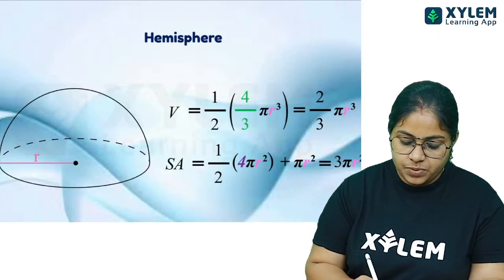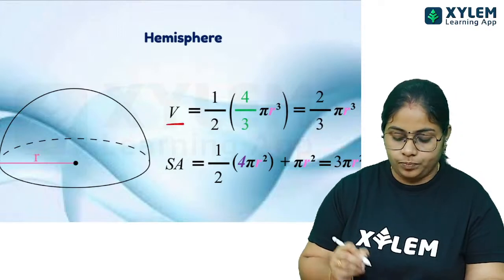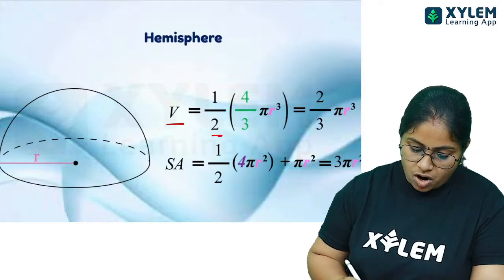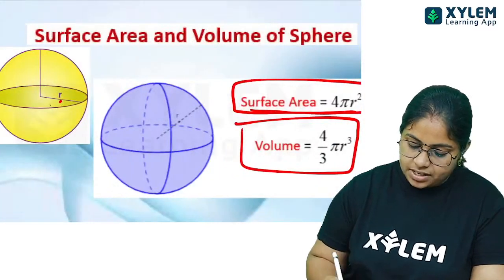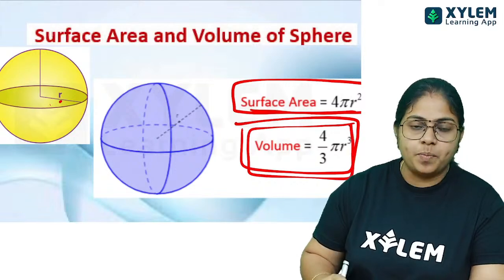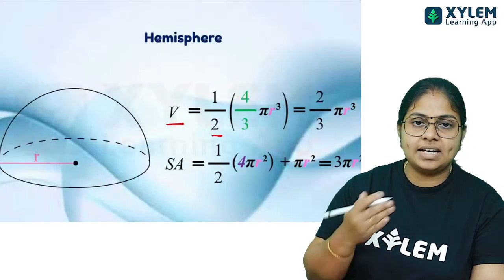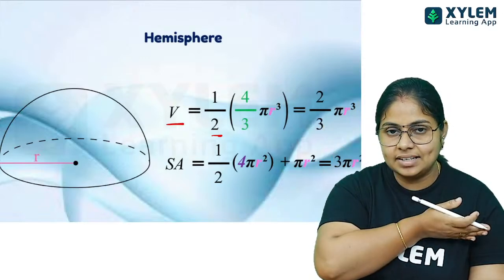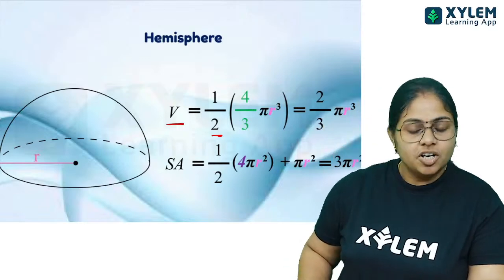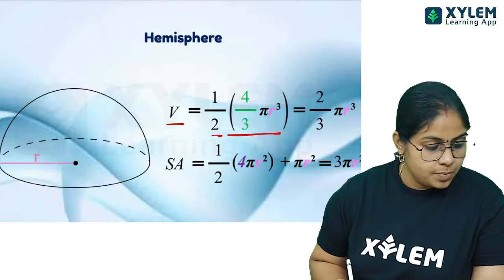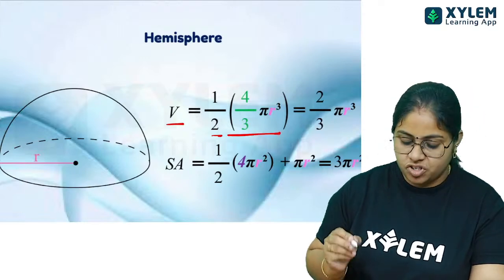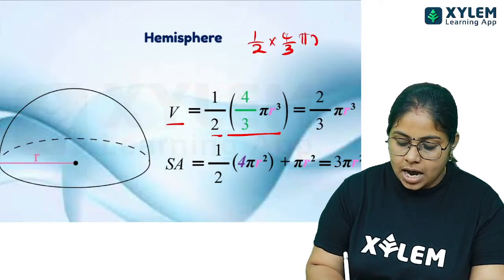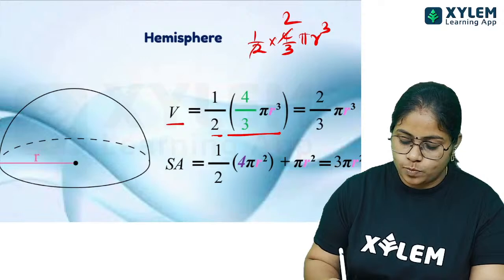For a hemisphere, its volume is equal to half the volume of the sphere. What is the volume of the sphere? It is 4 by 3 pi r cube. When we cut the sphere in half, we get a hemisphere. So half into 4 by 3 pi r cube is equal to 2 by 3 pi r cube.